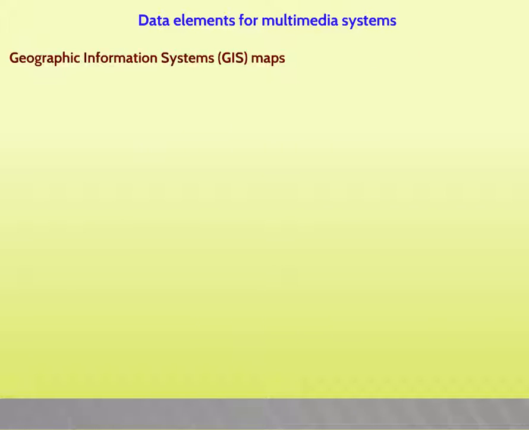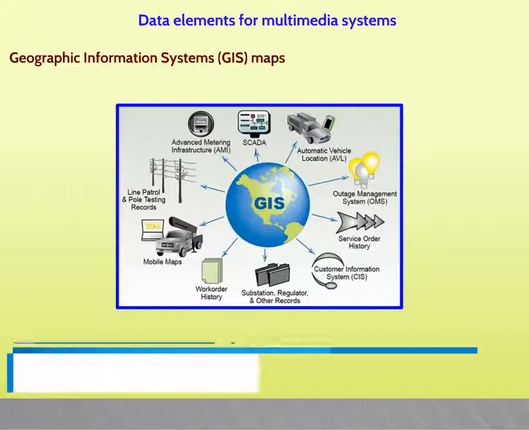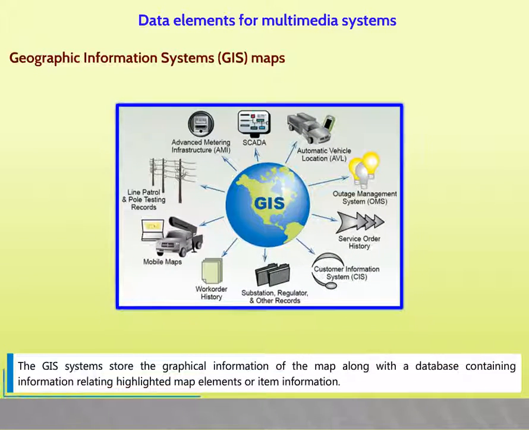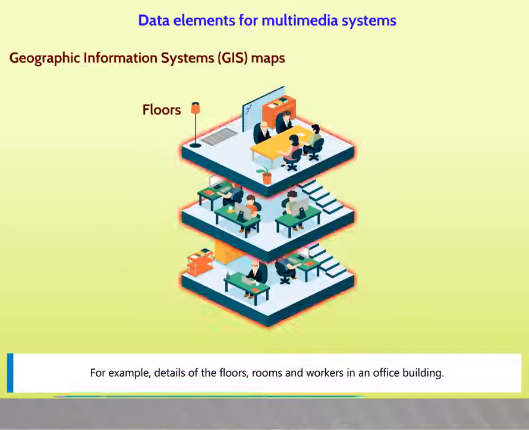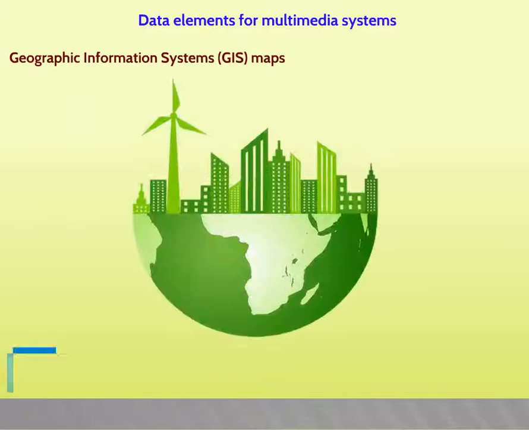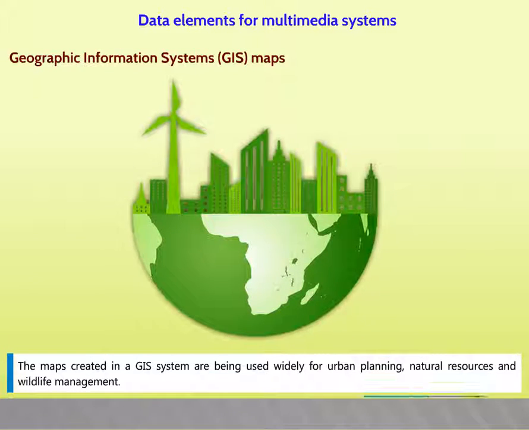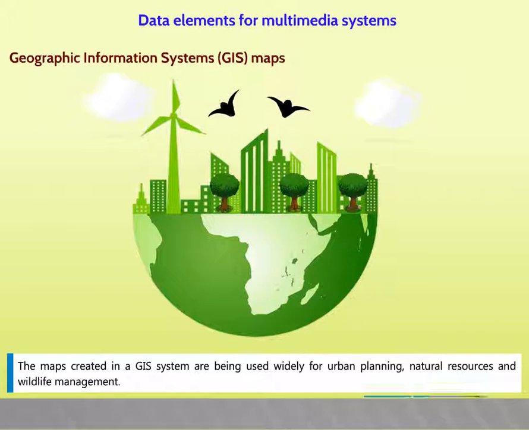Geographic information systems, that is GIS maps. The GIS system stores the graphical information of the map along with a database containing information relating to highlighted map elements or item information. For example, details of the floors, rooms, and workers in an office building. The maps created in a GIS system are being used widely for urban planning, natural resources, and wildlife management.